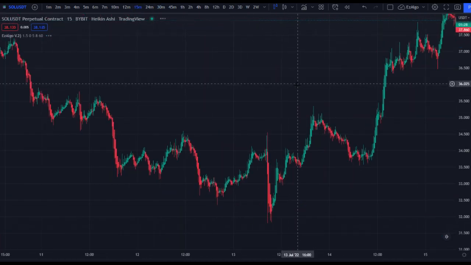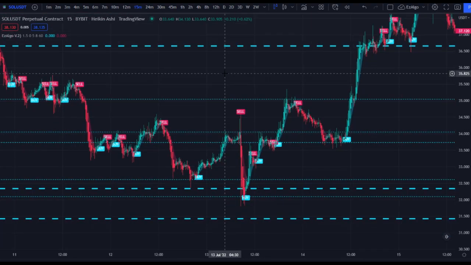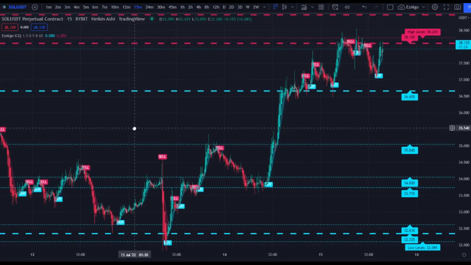And Solana is also really good on the 15-minute time frame, right? I trade Solana a lot on the 15-minute time frame.